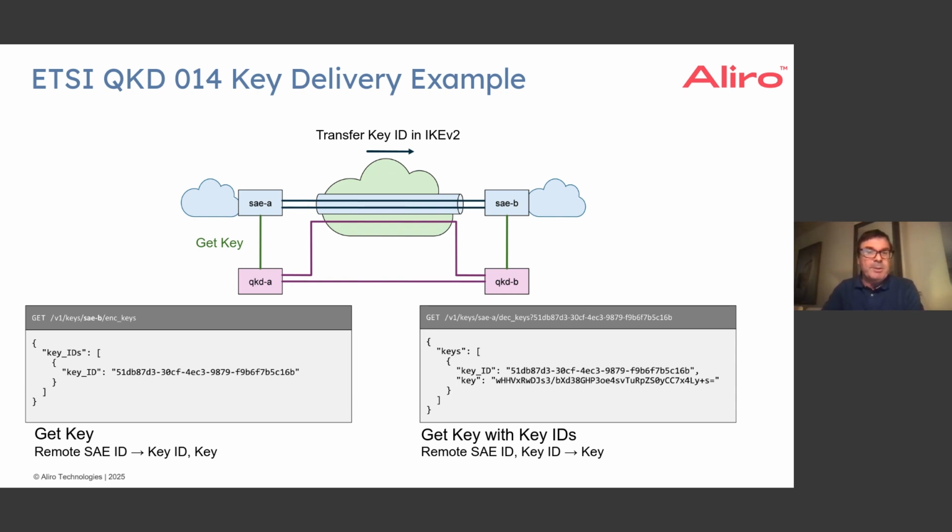IPsec transfers this public key ID to the remote IPsec gateway using an IKEv2 message, and we'll see the details of how this works on the next slide. The IPsec gateway on the right requests the same key from its co-located QKD device using a GET key with key IDs request, and it provides the key ID in the request, and it gets back the key value. At this point, the two IPsec gateways have the same symmetric shared key, and they start encrypting the traffic in the IPsec tunnel.